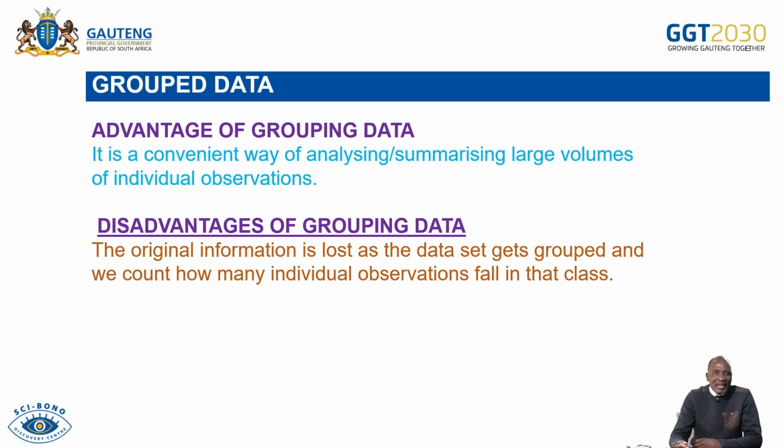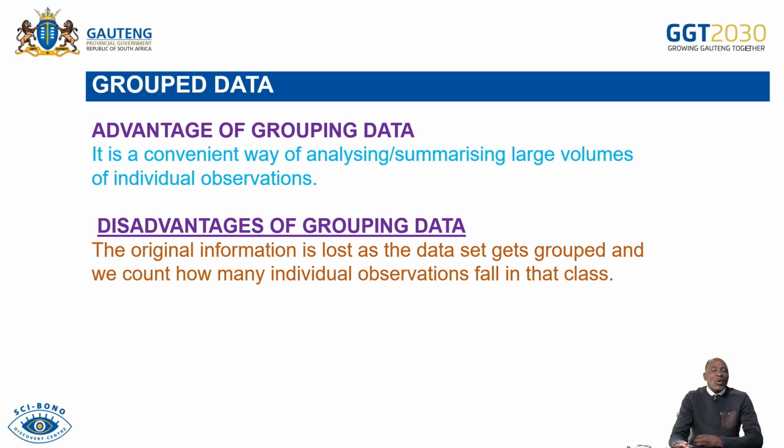Then, I already indicated that sometimes we group our information and we don't take it as distinct values. There is a reason why we group data in statistics. It is a convenient way of analyzing or summarizing large volumes of individuals. Why would you put them in groups? Sometimes it becomes cumbersome when you want to draw and indicate the frequencies of 200 learners in an examination, and each learner has their own mark.